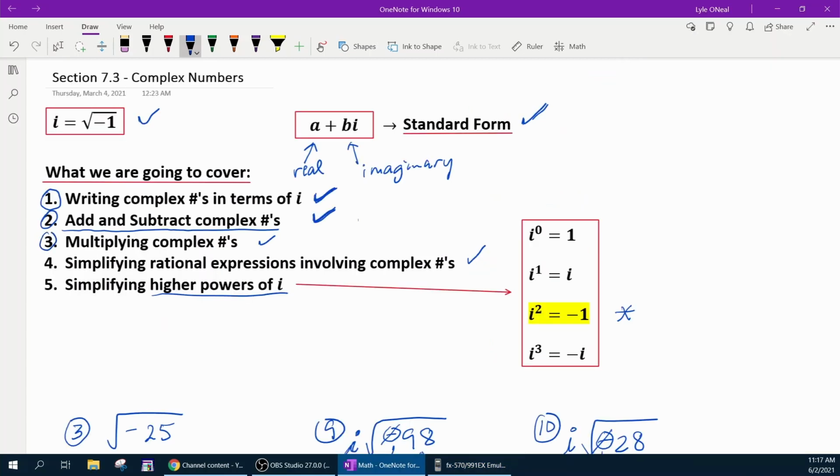All right, so again, if you're keeping score, that's multiplication with complex numbers done. Now we need to look at simplifying rational expressions. Remember, rational means fractional.